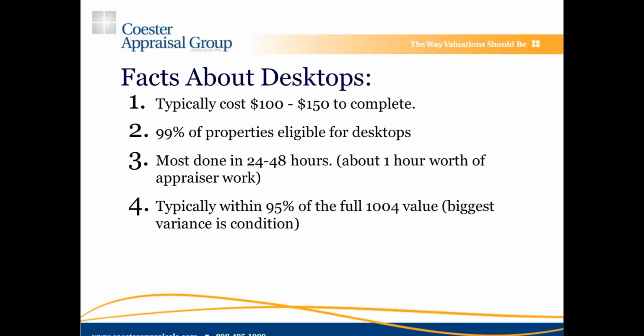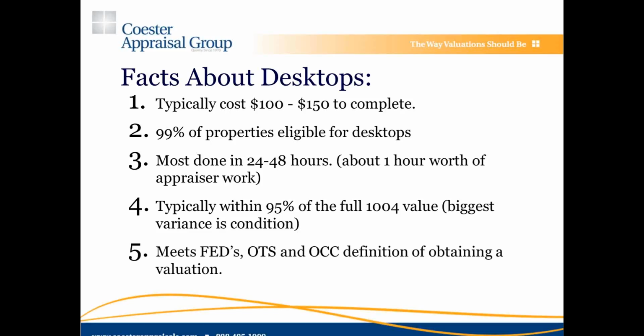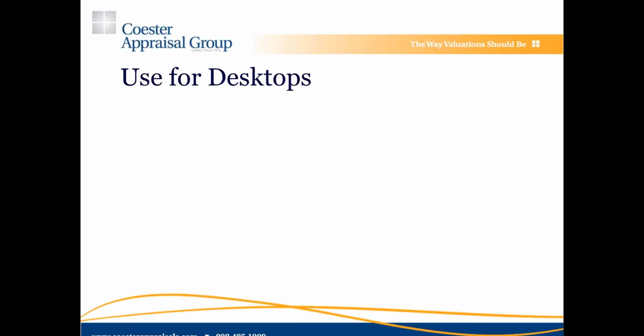And they come within 95% of full value, meaning if we do a desktop appraisal and then do a full appraisal, which we've done, they're typically within about 95% of the value. It's a pretty accurate idea, and it meets the Fed's, OTS, and OCC definition of obtaining a valuation on the property. And they're much more accurate than your typical AVM or BPO. So you have all these great things that appraisers can offer, and that we offer to our clients. It's just really about getting the appraisal world to be more receptive to them.